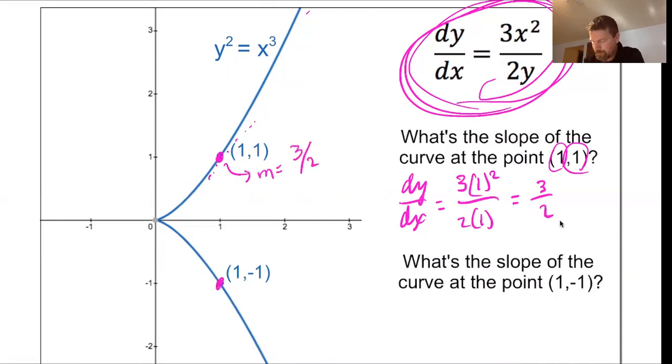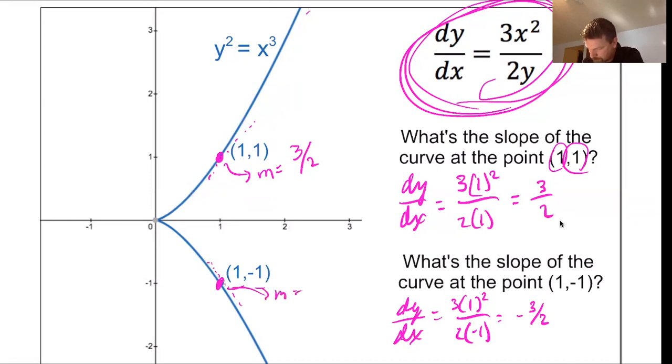What if I wanted to find the slope at that point? Well, plug that point in. dy/dx at the point (1, -1), plug a 1 in for x, I'd have 3 times 1 squared. Plug a -1 in for the y, I'd have 2 times -1. That ends up being a negative 3 halves. Slope right there, that makes sense. That definitely looks like it's going downward. Downward slope, slope equals negative 3 halves.